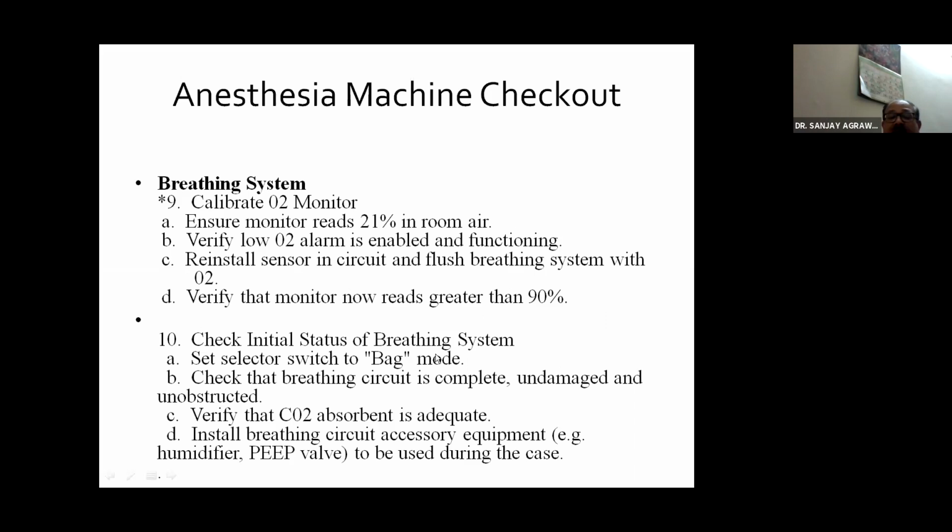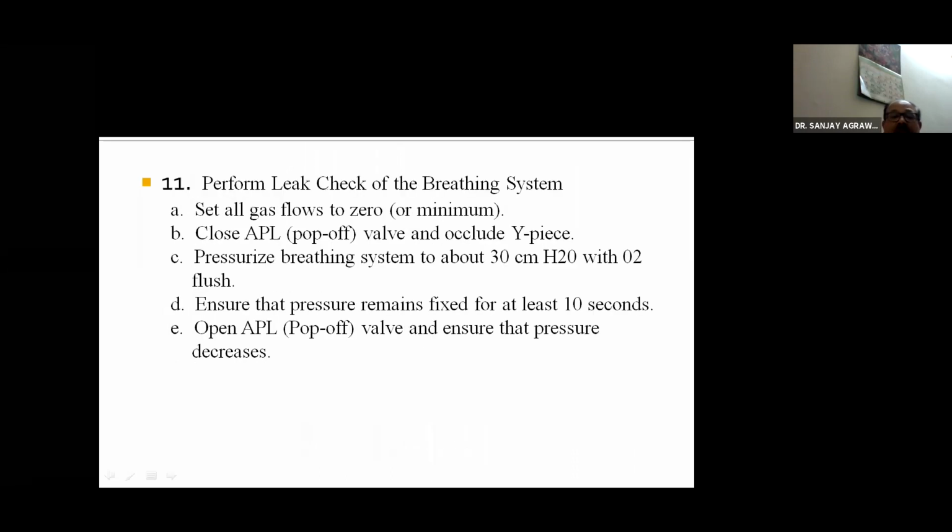Check initial status of the breathing system. Select the mode to bag mode. Check that the breathing circuit is complete, undamaged and unobstructed. Verify the carbon dioxide absorbent is adequate. Install breathing system accessory equipment like the humidifier and PEEP valve to be used during the case.